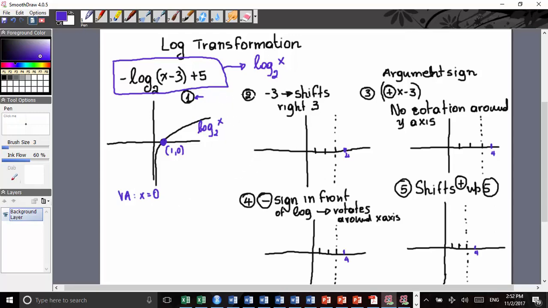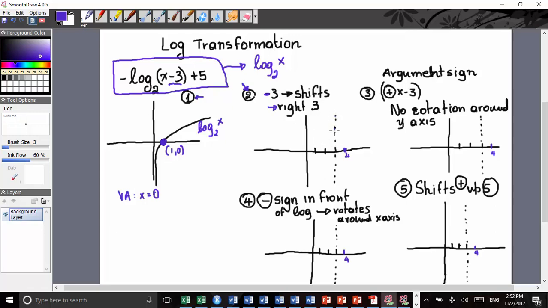The first step that we take is to look inside the argument and to see if we add or subtract any number. Right here you subtract 3. If you subtract a number, then you move to the right. If you were adding 3, you would move to the left.